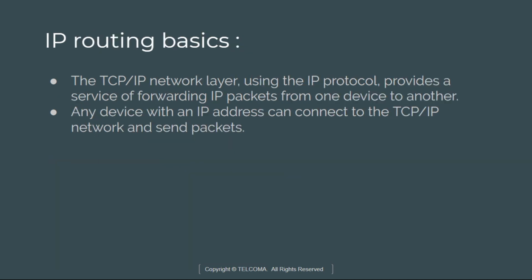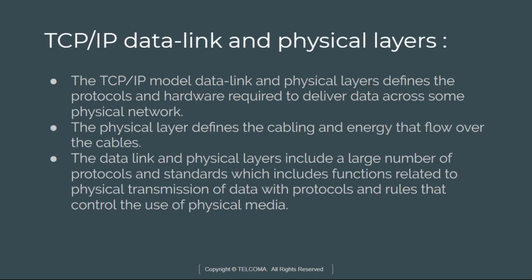Internet Protocol routing basics. The IP header contains a source IP address and a destination IP address. When any router receives an IP packet, it makes a decision. The router will look at the destination address, compare it with its IP routing table, and forward the packet. This process of forwarding IP packets is known as IP routing.